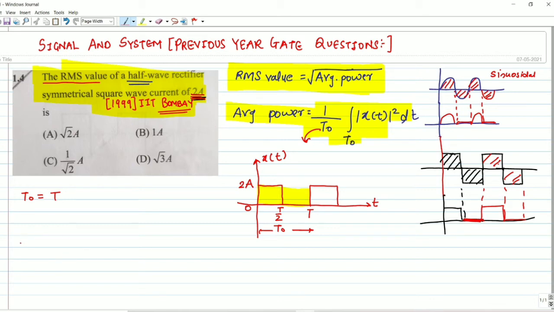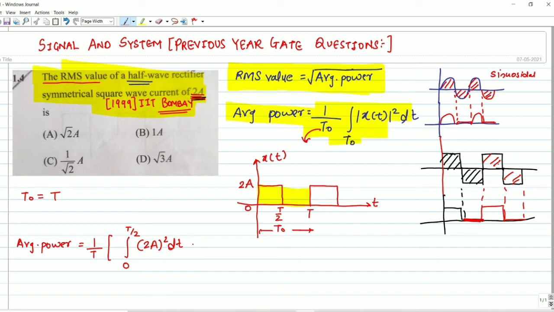So now we are going to use the average power formula. Average power is nothing but, we have to integrate over one fundamental time period. It will be 1 by T, integration from 0 to T by 2 of x(t) squared. Here x(t) will be 2a from 0 to T by 2. We have to square it, dt. If you are confused how I am writing this equation, please refer to my previous video, which is question number 3, a similar type of question. If you watch my previous video, it will be more clear to all.